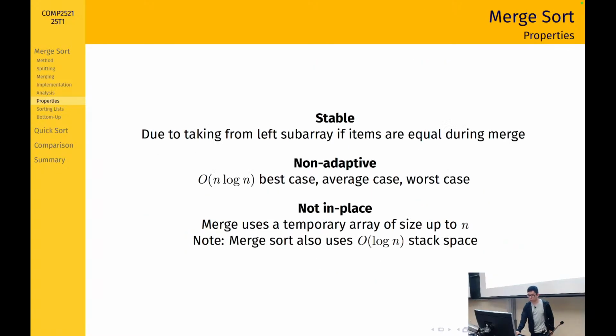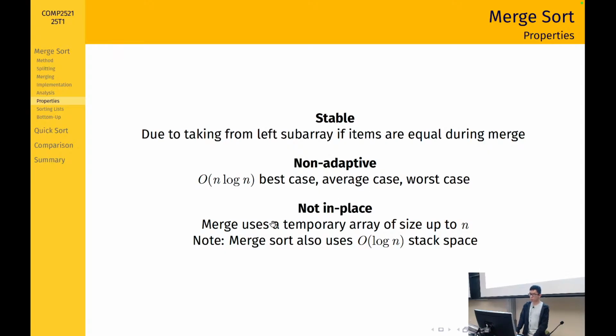Okay, and for the properties of merge sort, so it's stable, right? We talked about why it's stable, because if you're comparing two elements that are equal, you take the element from the left subarray. And merge sort is non-adaptive, which we also talked about, so it performs the same kind of steps regardless of whether the array is sorted or reverse sorted or random.